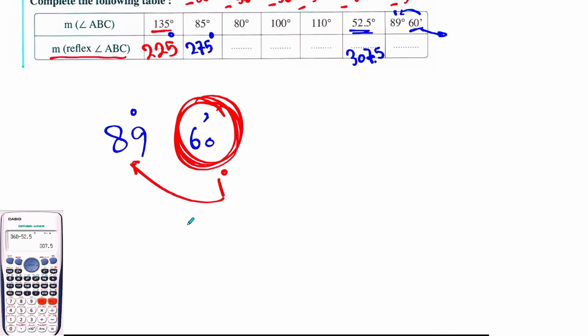So what numerical value do you get? 90? You get the value of 90. And what does this number 90 represent in this context? It is universally recognized as a perfect right angle.